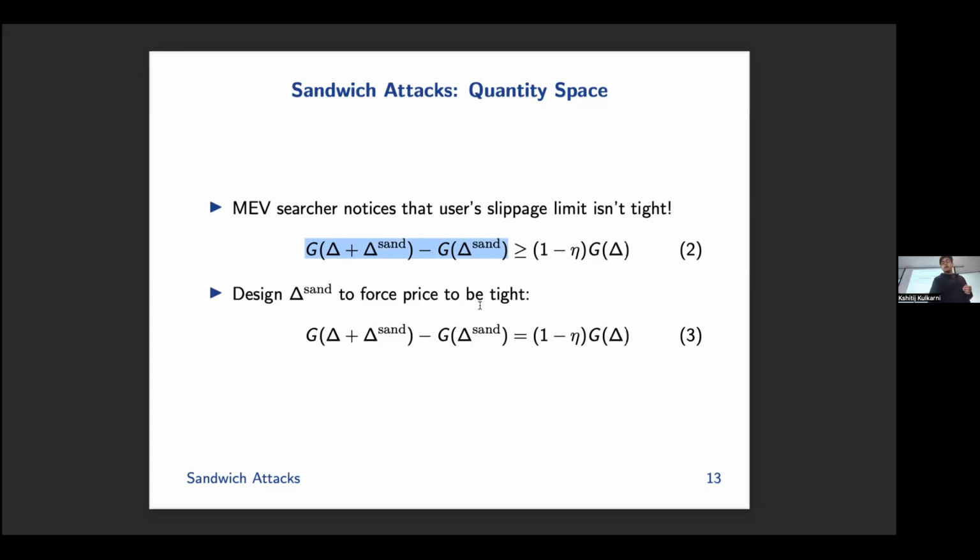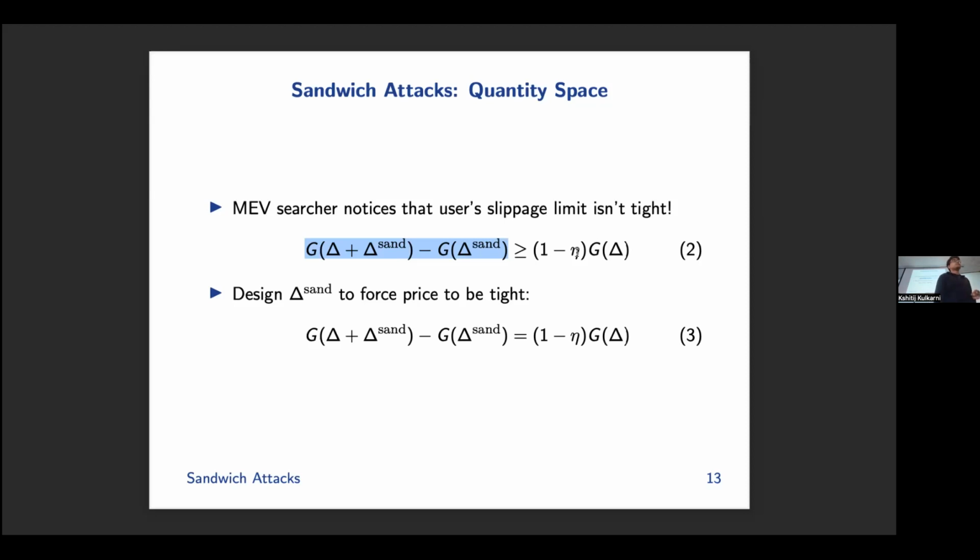So if eta was 0, then the user is not willing to accept any slippage. So the sandwich attacker should not be able to put anything in front of the user to extract a profit. But if eta is non-zero, then they might be able to do this.